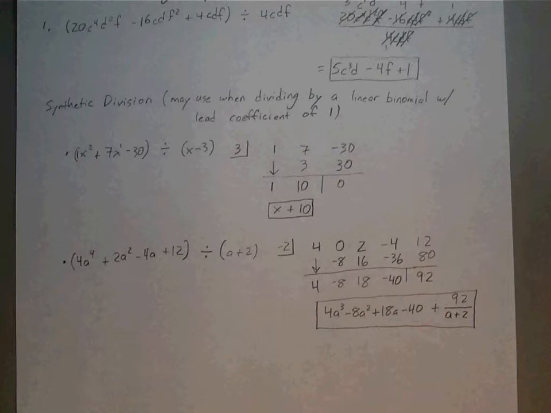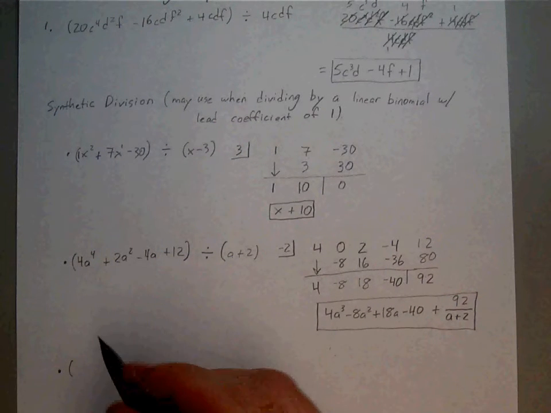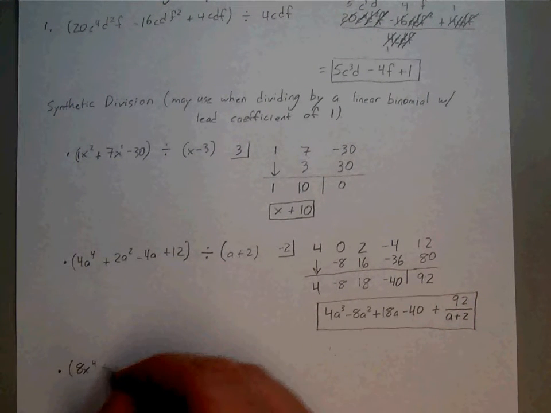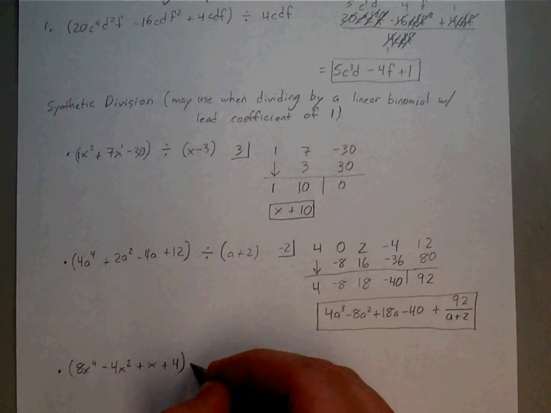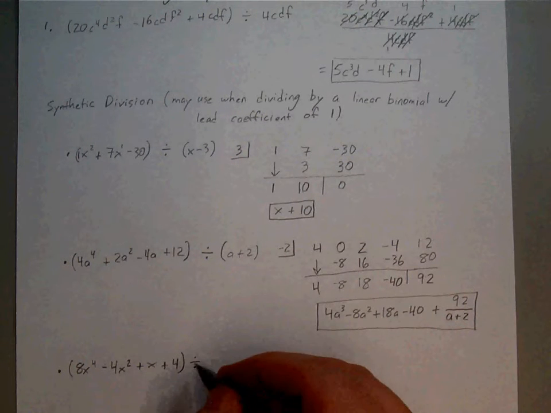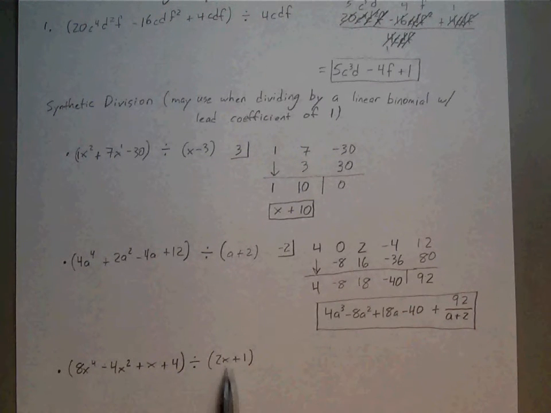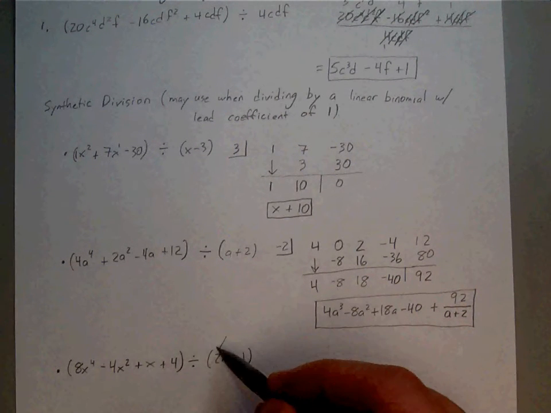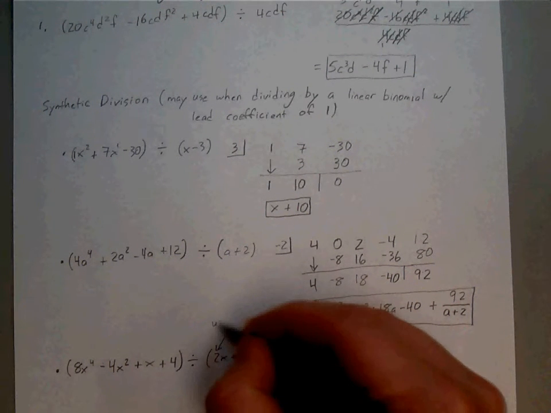Now, what about a case where you get something like this? Let's say we're going to do 8x to the 4th minus 4x squared plus x plus 4, and we're dividing it by 2x plus 1. So we're dividing by a divisor that is linear, there's no x squared. It is a binomial, but we have a coefficient on our x. If that's the case, we're going to use long division.